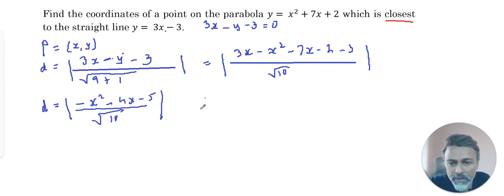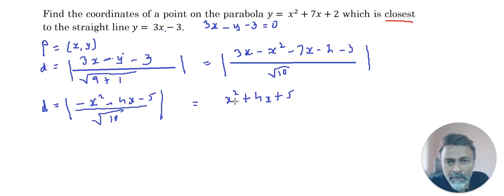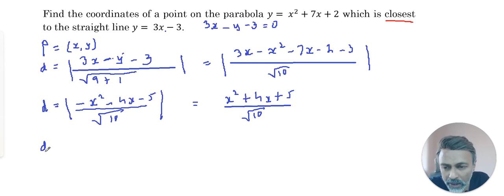We can remove this minus sign and remove the mod as well, as mod of minus x is x. We can write this as x square plus 4x plus 5. If you keep the minus and still solve, it would have been still okay. This will look better for us. Upon root 10. So this is the expression that we have formed, d equal to, let's now take the derivative.